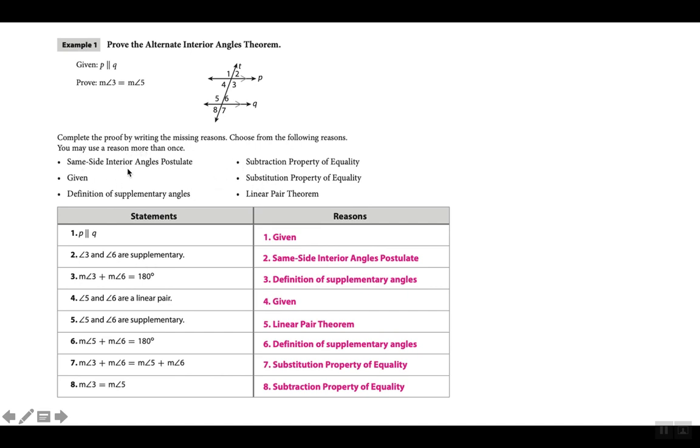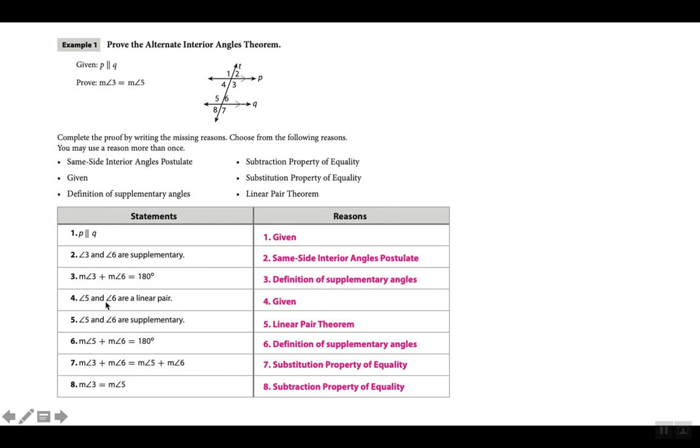Okay, aquí están las opciones que podemos usar para la respuesta. Angle 3 and 6. If you look up here, angle 3 and 6 are same side interior angles, so that's why they put same side interior angle postulate. El 3 y el 6 están en el mismo lado y en el interior. Por eso es que pusieron esta razón. Okay, number 3, the measures of angle 3 plus the measures of angle 6 equals 180. That's the definition of supplementary angles.